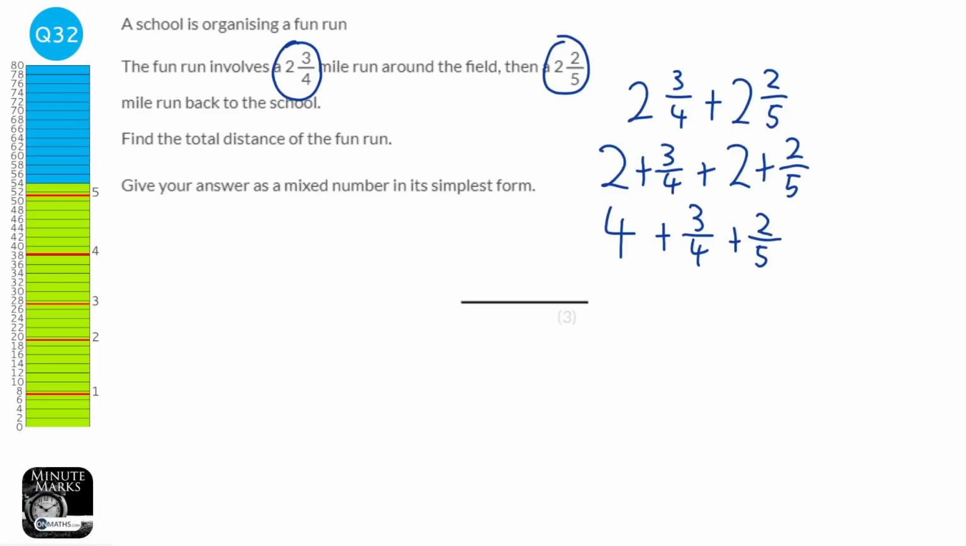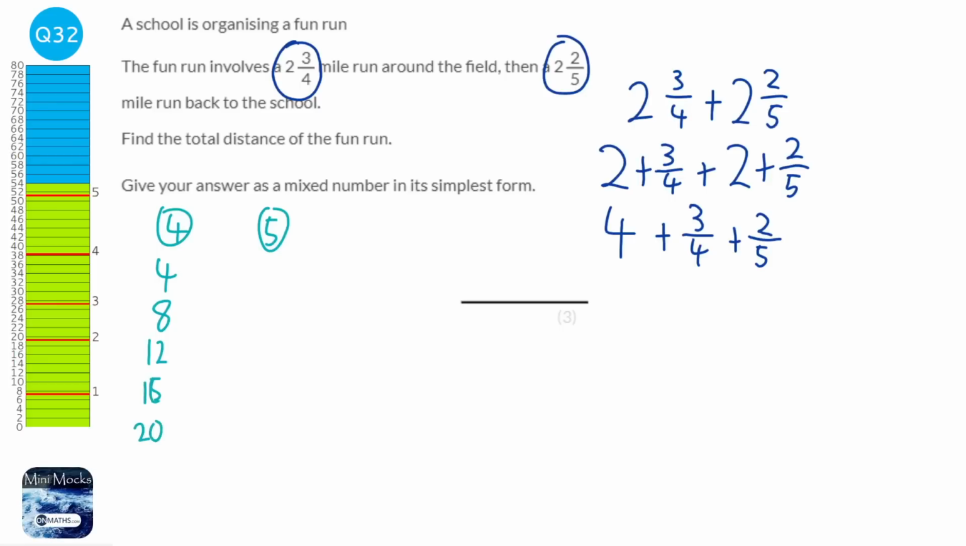So when you add two numbers with different denominators, what we need to do is get the common denominators. And we do that by just quickly writing out the 4 and the 5 times table and seeing what the first number in both their times tables is.